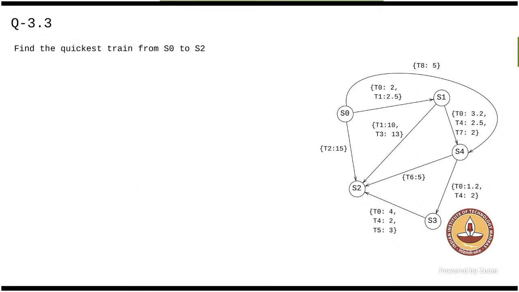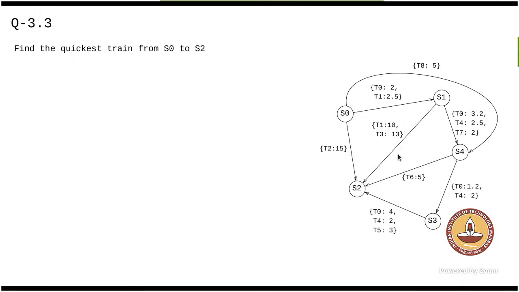Here is the last question for the session now. Not the last, actually, there's one more anyway. Find the quickest train from S0 to S2. There are multiple trains, right? So for example, you can take T2, it takes 15 hours. You can take T0, which will take you through all these stations, and it's the sum of all these times. You can also go from S0 to S1 to S2 using T1.